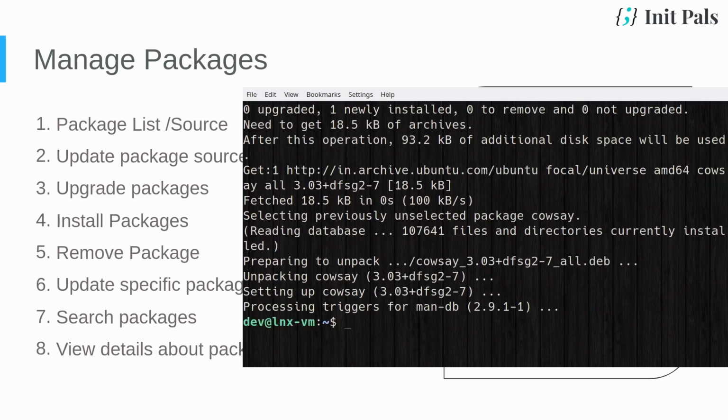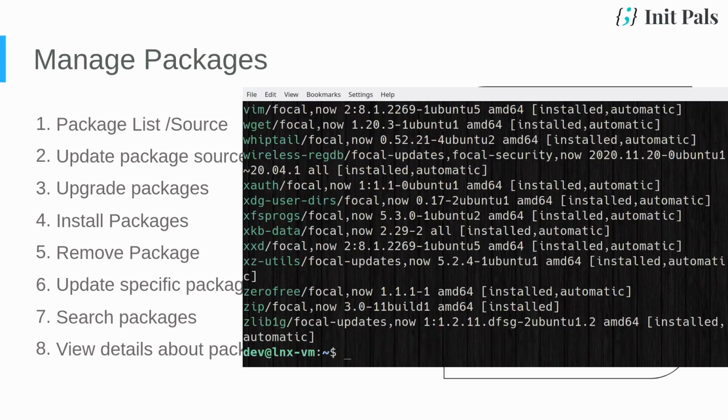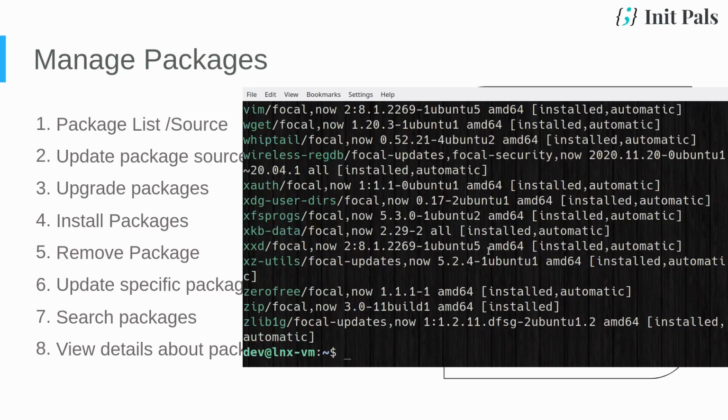We have installed it. Let's see whether it is working or not. cowsay hello. So it is working. To view the list of installed packages, the command is apt list installed. This returns the list of packages that are installed on the current machine. And if you would like to search for a package, the command is apt search. Let me search for cowsay.